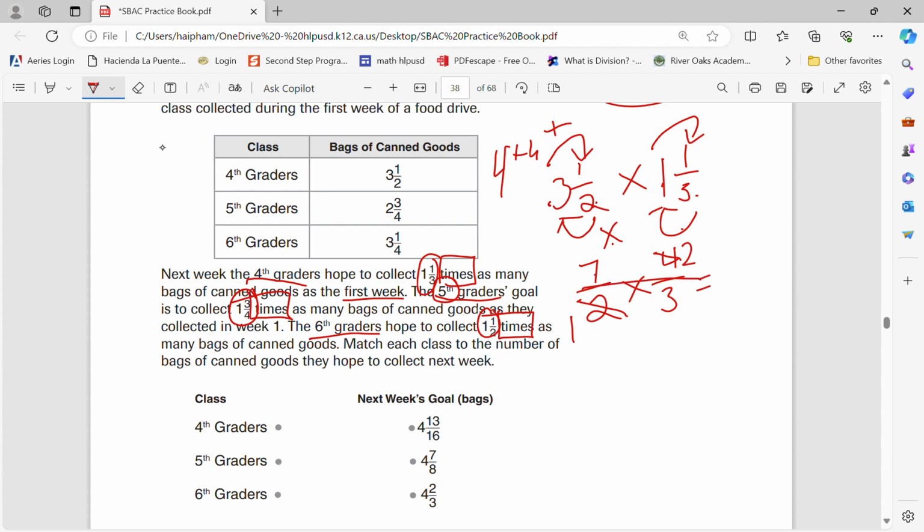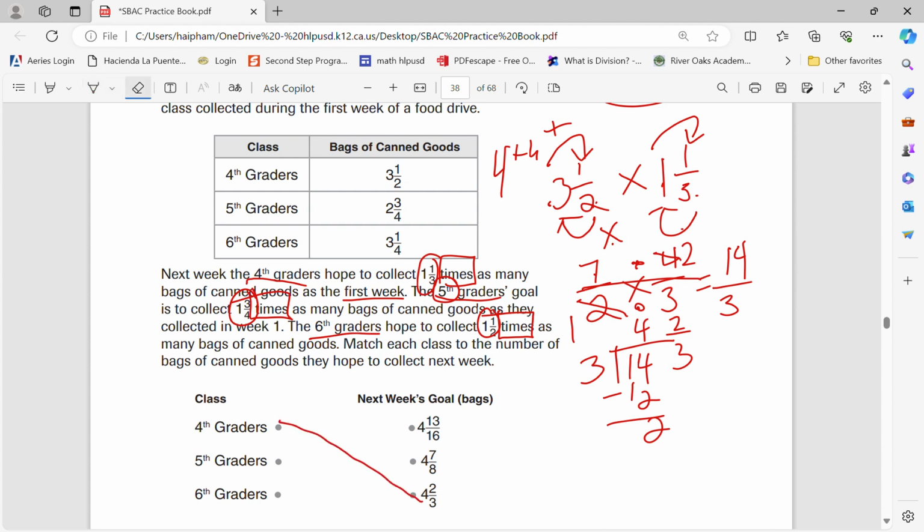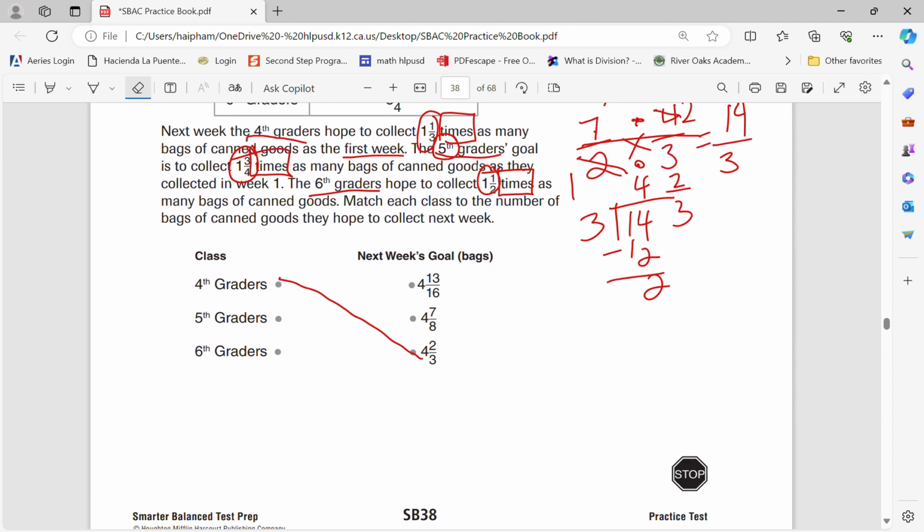Multiply across. 7 times 2, that will give me 14. 1 times 3 will give me 3. Let's go ahead and rename this back to a mixed number. 3 goes into 14 4 times. 4 times 3 is 12. That will give me a remainder of 2. So we have 4 2/3. 4th grade will have 4 2/3. Moving on to the next example. Let's see, I do have some space here, so there's no need to erase.